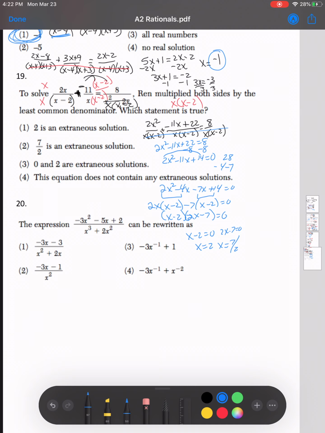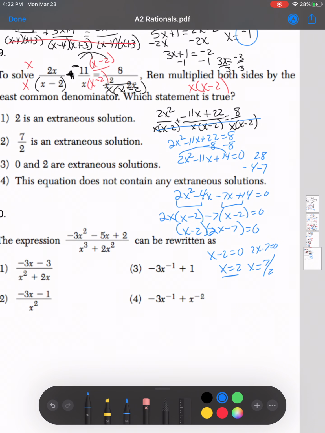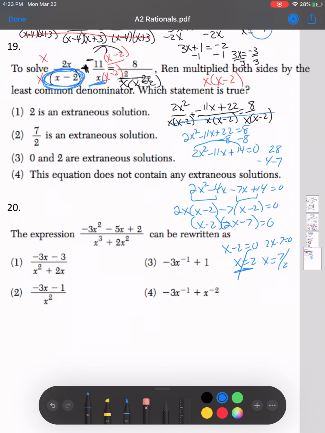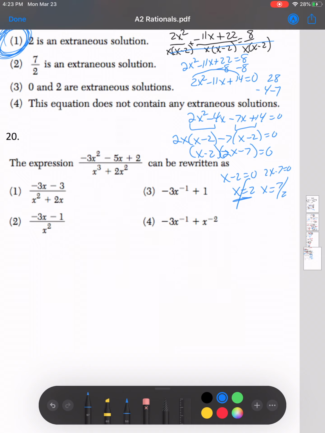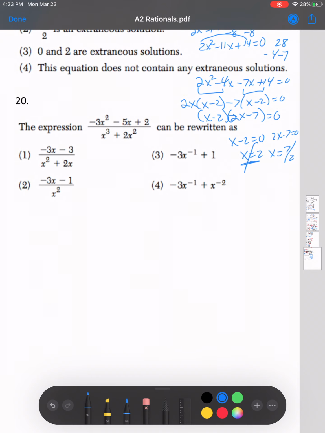And again, we need to go back and check. If I fill in a 2 to my first denominator, 2 minus 2 equals 0, which means it's an extraneous solution. I don't want to count it. If I plug in a 7/2 to x minus 2, I'm fine, and if I plug it in for x, I'm fine. So 2 is the extraneous solution. That's the extra one that doesn't really work. So choice number 1.